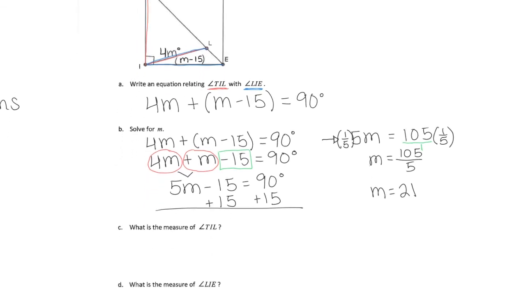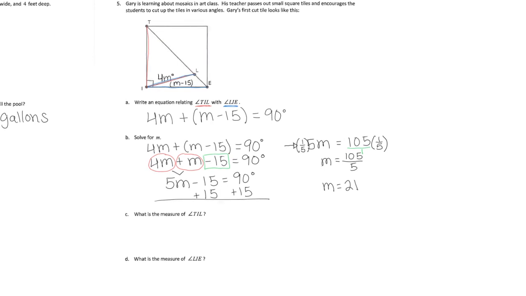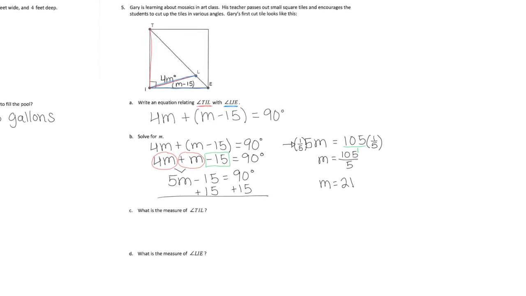Let's move on to C. For C, it says, what is the measure of angle TIL? And TIL is this angle right here. TIL is 4m degrees. So now that I know that m equals 21, I'm going to substitute 21 in for m. So now I have 4 times 21, and go ahead with your calculator and solve this. 4 times 21 is going to give us 84. So we know that the angle of TIL is 84 degrees.